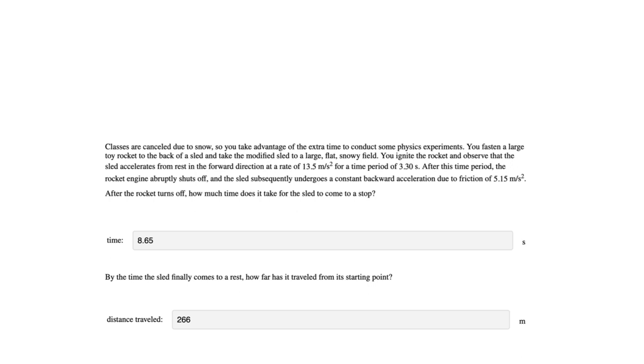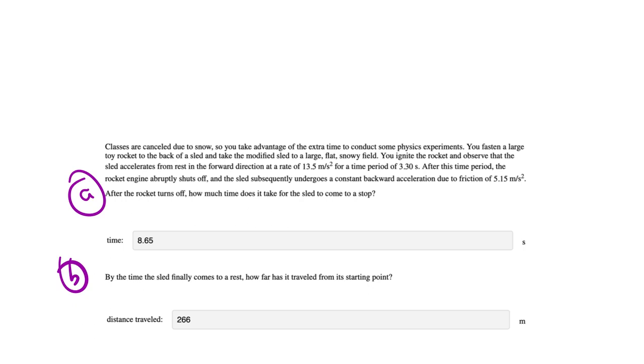Part A, so we'll say that explicitly. Part A, after the rocket turns off, how much time does it take for the sled to come to rest? And then part B, by the time the sled finally comes to rest, how far has it traveled from its starting point? That's those two things.